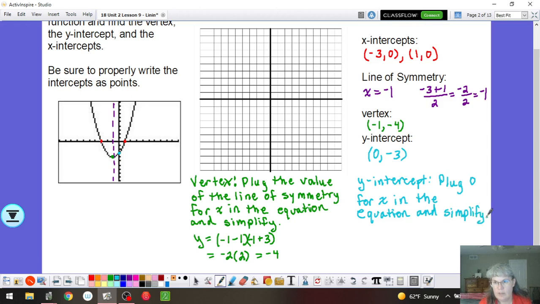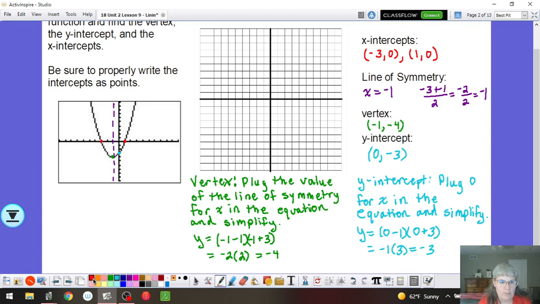So if we check that we are in fact correct, that the y-intercept is at -3, we're going to have 0 minus 1 times 0 plus 3. Well, 0 subtract 1 is -1, 0 plus 3 is 3, -1 times 3 is -3, which is what we have for the y value of our y-intercept.